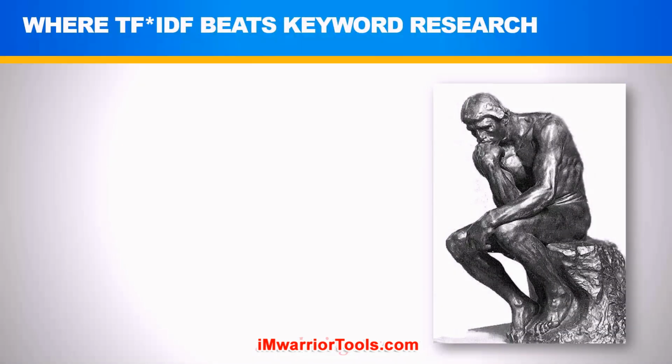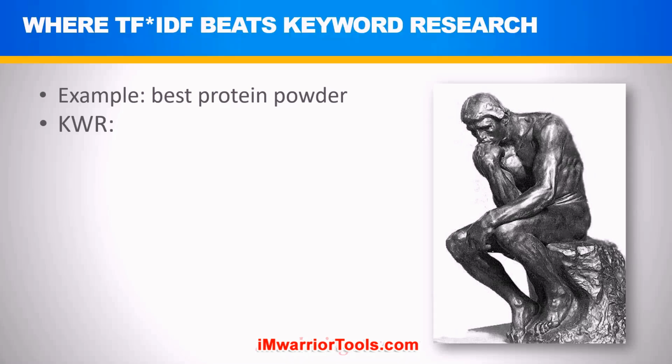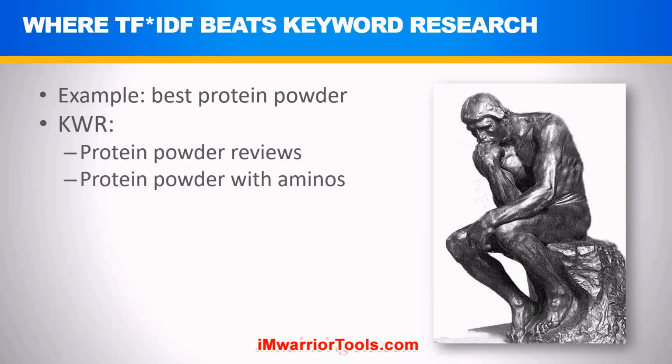For example, let's say your keyword is best protein powder. If you're doing the recursive keyword research process, you're going to show up with a lot of keywords like this: protein powder reviews, protein powder with aminos or amino acids, lactose-free protein powder. So a lot of stuff that's just related to protein powder, and more importantly, it has search volume.